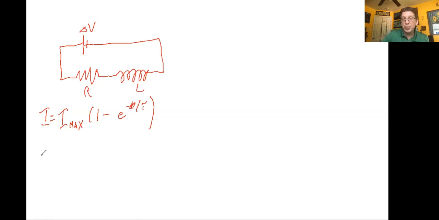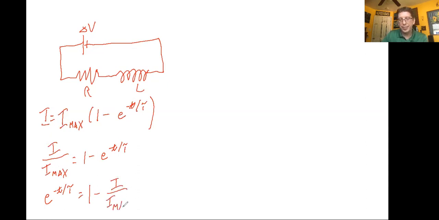So the first thing we're going to do is divide both sides by the maximum value. So I over I max is equal to 1 minus e to the negative t over tau. And then we're going to add the e to the negative t over tau to both sides and subtract I over I max from both sides. So you get e to the negative t over tau is equal to 1 minus I over I max.